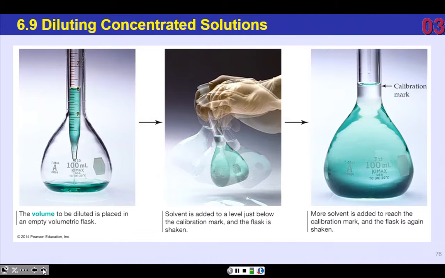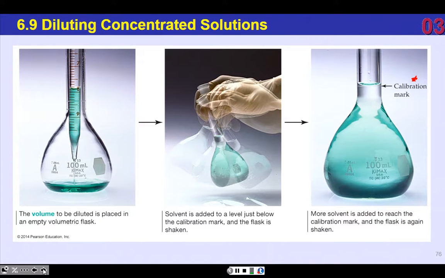So thinking about this with a nice diagram, in a practical sense, the volume of a solution that is going to be diluted is placed in an empty flask. This one's labeled as a 100 milliliter flask. You figure out how much you need. You add solvent to a level that's just below a calibration mark on the neck of the flask that's shown in the last panel here.